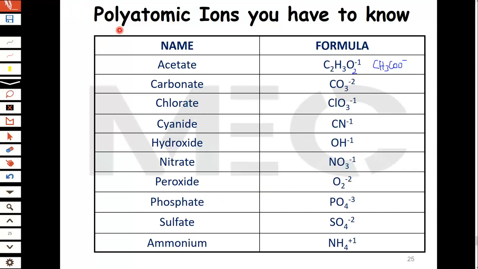Phosphate is PO4 3 minus. Yeah, P is needed here. Sulfate is SO4 2 minus. Ammonium is NH4 1 plus. Okay.